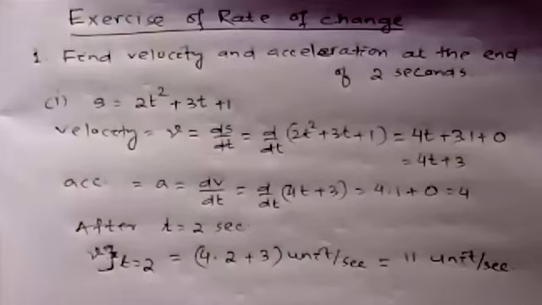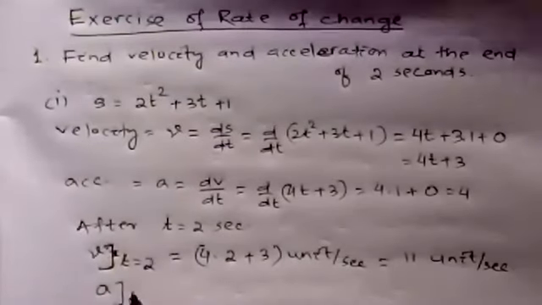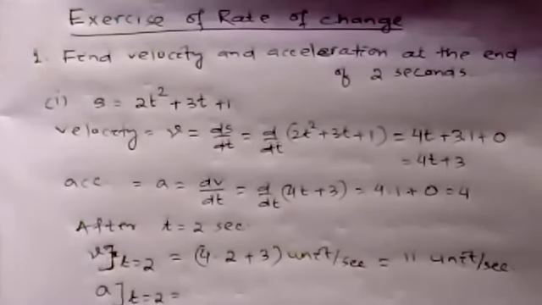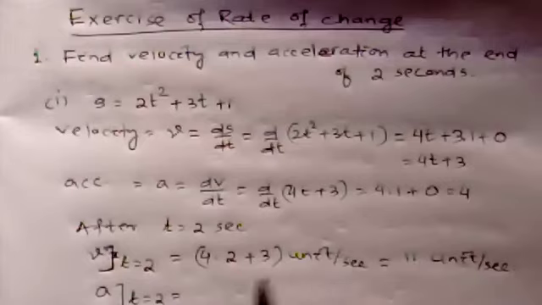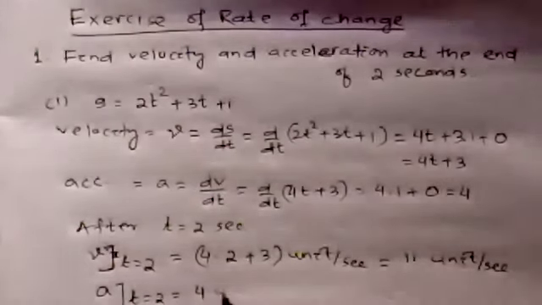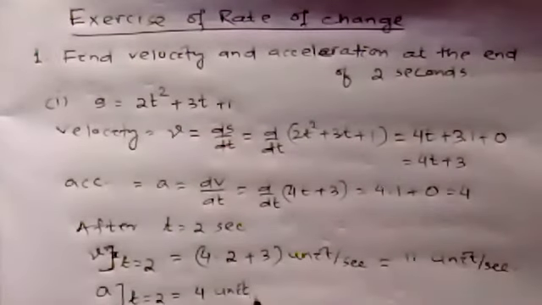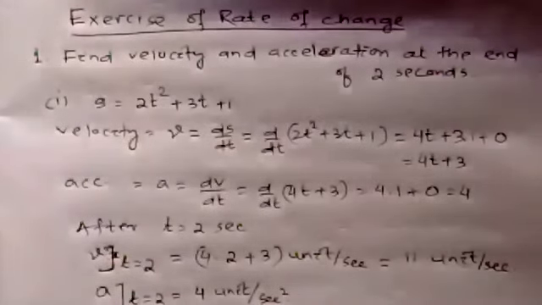So this is the velocity, and the acceleration at the end of 2 seconds is 4. We have to put t is equal to 2, but here there is no t, so it is 4, and the unit for acceleration is unit per second square. So this is the velocity and acceleration at the end of 2 seconds.